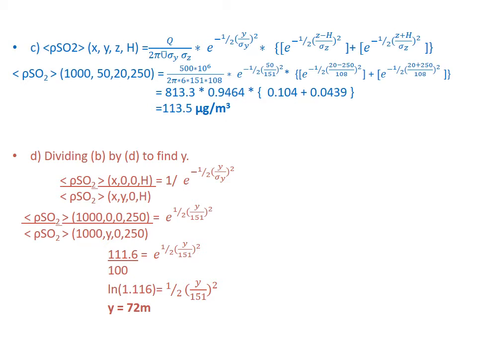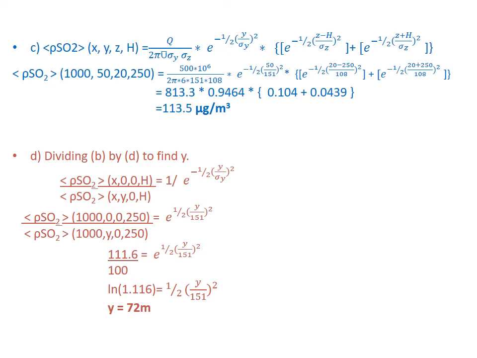value of Y. So here in the B part we have found out rho SO2 at x, 0, 0, h, and here we have the value of rho SO2 at x, y, 0, h. So we are finding out the ratio of rho SO2 at x, 0, 0, h to rho SO2 at x, y, 0, h, and here we cancel the common factors and what we get is 1 divided by e raised to 1 by 2 into y by sigma y the whole square.